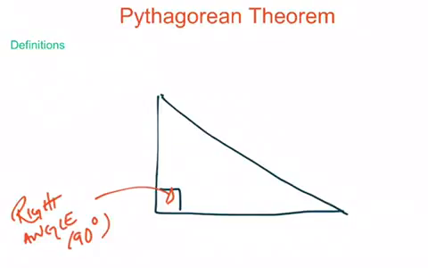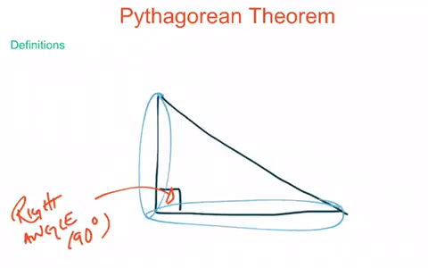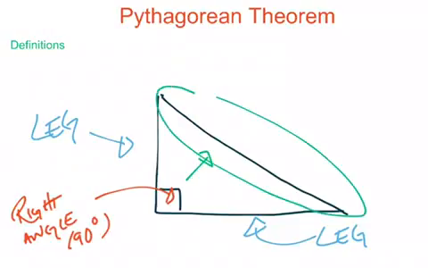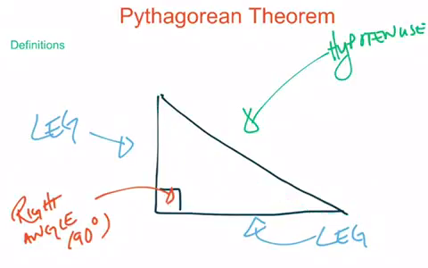Now the two sides that make up the right triangle, namely this side over here and this side over here, those two sides are called the legs. And then that last side that's right across the 90-degree angle, this long one over here, is going to be the longest side, and the word for that is the hypotenuse. So we need this distinction in order to actually apply the Pythagorean theorem.